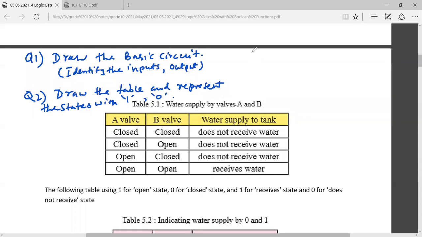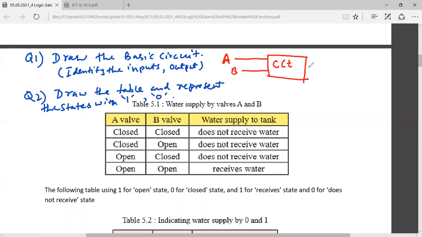So how can you do this? They are asking to draw the basic circuit. When drawing the basic circuit, you don't know what is happening inside. So you are taking the circuit, I'll take CCT. And what are the inputs? Here the A valve and the B valve. These are the two inputs you are giving to the circuit.